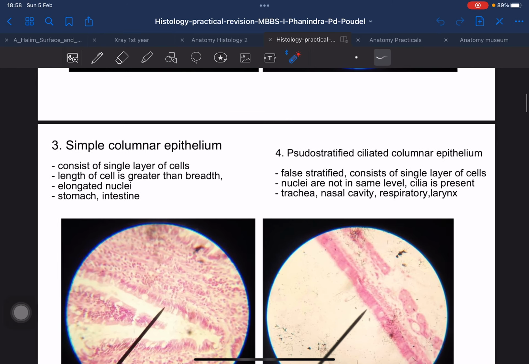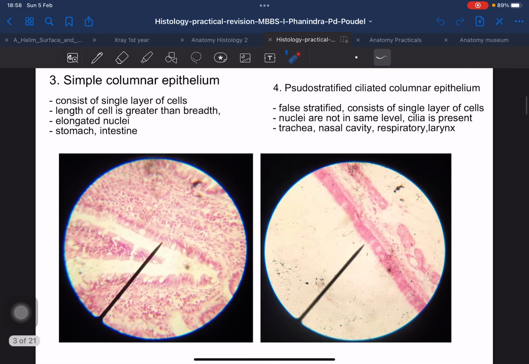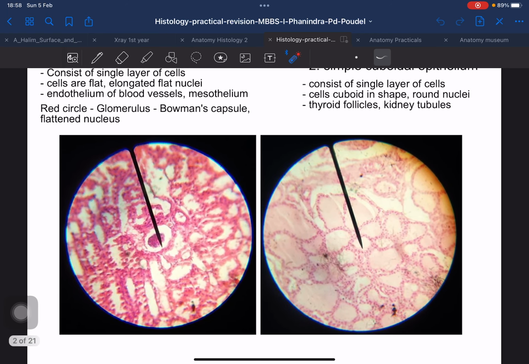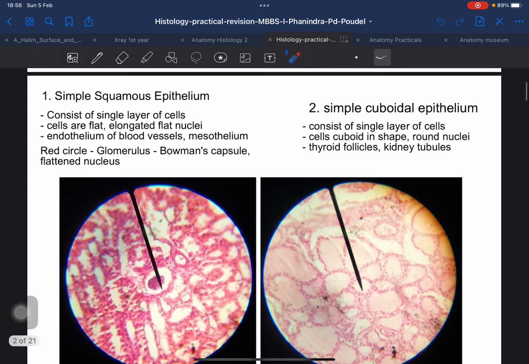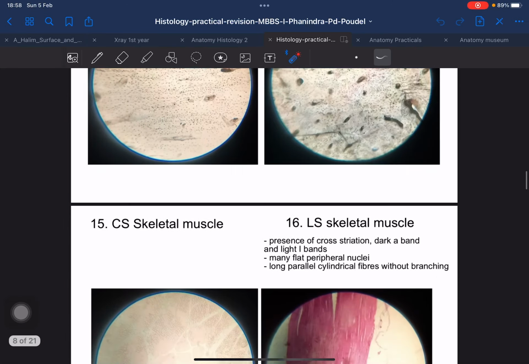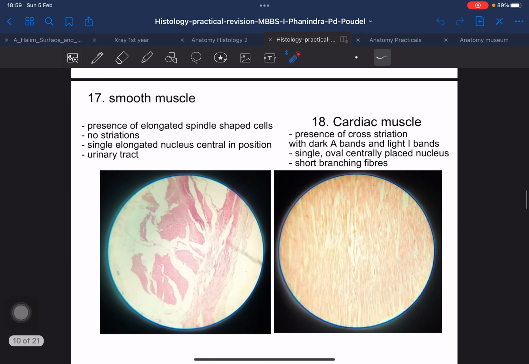Okay, now what you have to do is first identify the slide. For example, this is the simple squamous epithelium. The slide will be projected like this. You'll have to write the identification first, that is the simple squamous epithelium. Now write the two distinguishing features of this slide. Write 2 points about this slide, and if possible give 1 or 2 examples as is favorable. So have a look at all of the slides. Every single slide is important.